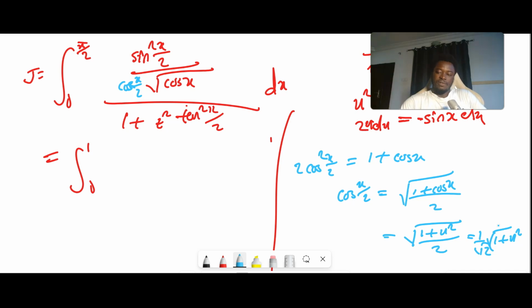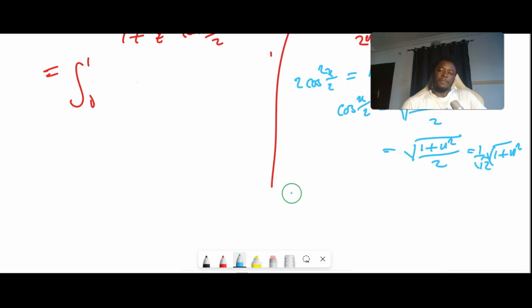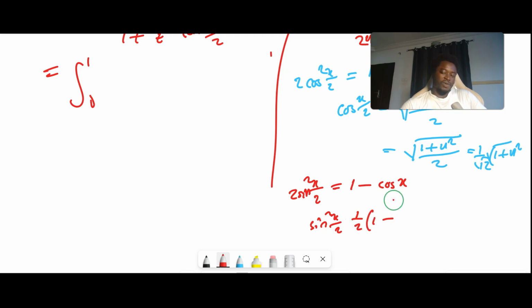Okay, now what we have done for cosine of x over 2, what about sine squared x over 2? Well, sine of x over 2 has a similar formula, I think. Twice sine squared of x over 2 is 1 minus cosine of x. So sine squared of x over 2 is going to be 1 over 2 times 1 minus cosine of x, which is 1 minus u squared rather.